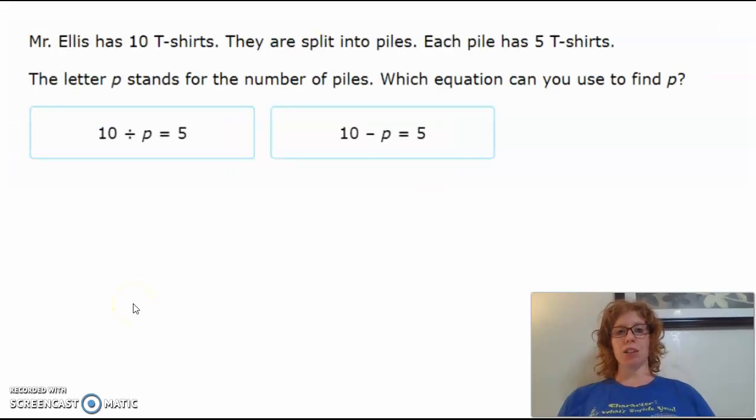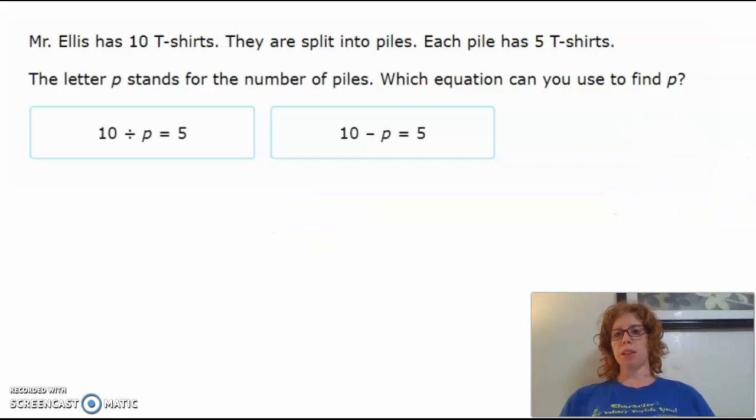Mr. Ellis has 10 t-shirts. Working with t-shirts again. They are split into piles. Each pile has 5 t-shirts. So the letter P stands for the number of piles. So we're trying to find out how many piles he has. Maybe Mr. Ellis is doing some laundry. So he has 10 t-shirts and they are split into piles. Do you see a keyword in there as to what operation we're using? I do. Split. He is splitting his shirts into piles. And each pile has 5 t-shirts.